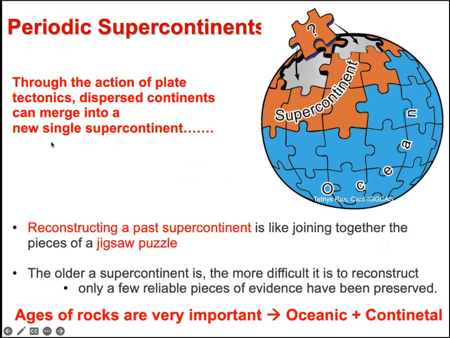Okay, so as I explained before, through the action of plate tectonics, all these dispersed continents can merge into a new single supercontinent. This makes a kind of puzzle, joining pieces of puzzle, that we call reconstructing the supercontinent by using the present day evidence. This is very important because we have to use a lot of age data as well as lithological, geochemical, structural, geophysical, seismic, everything. All the details should be combined together, and we have to reconstruct this past environment using the present day evidence.